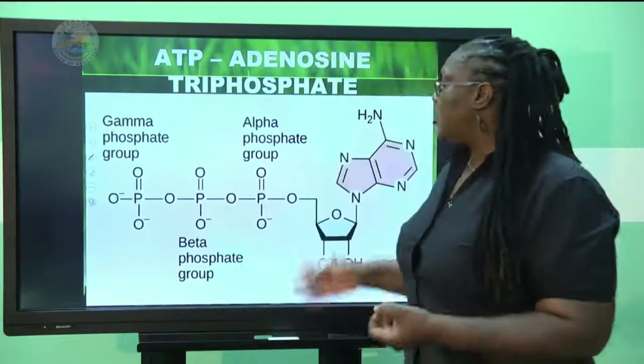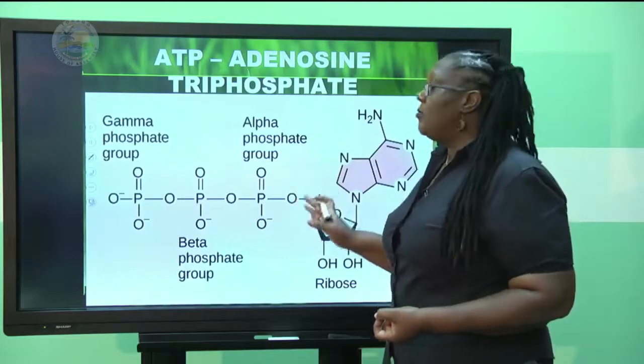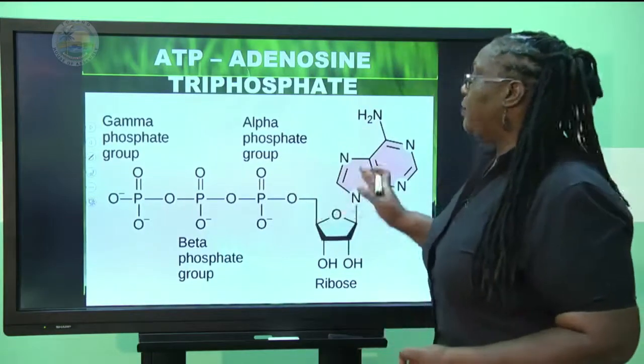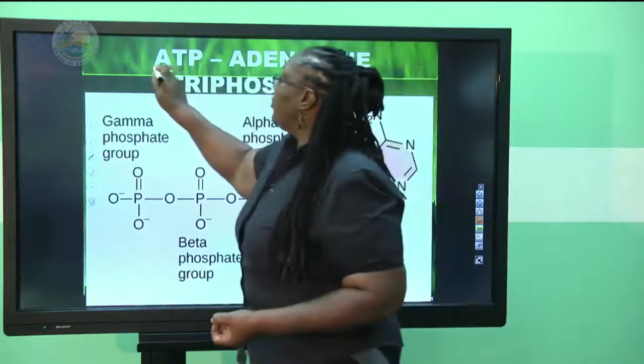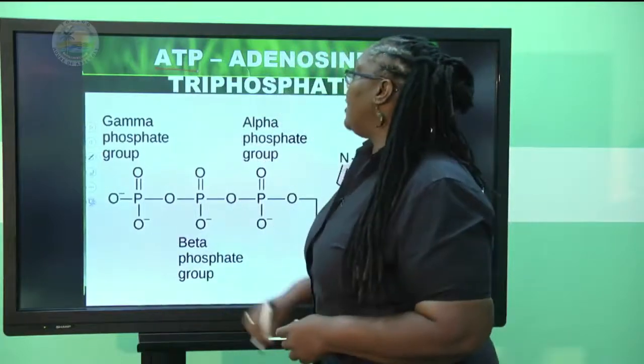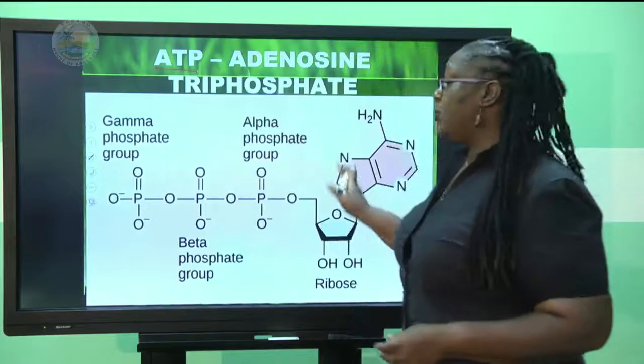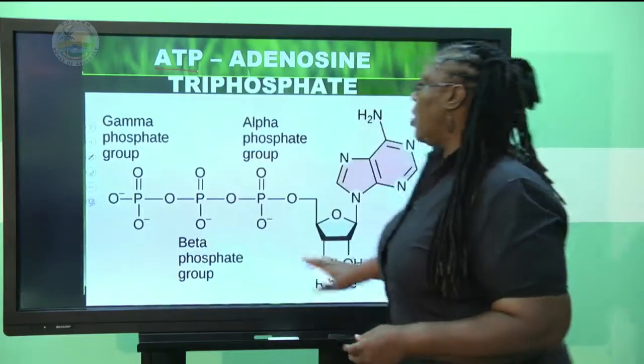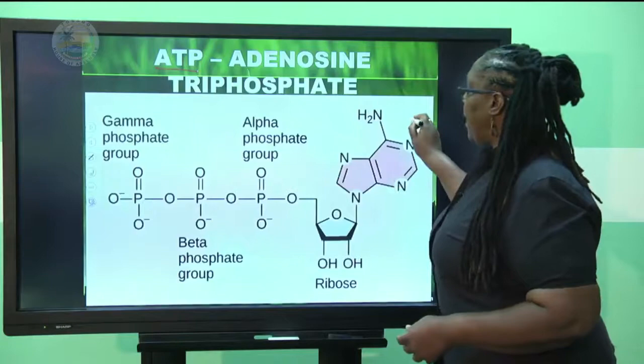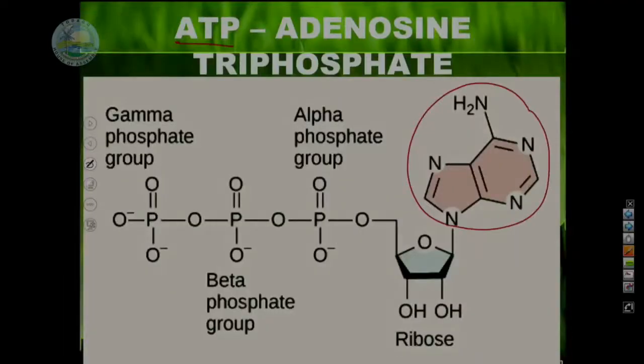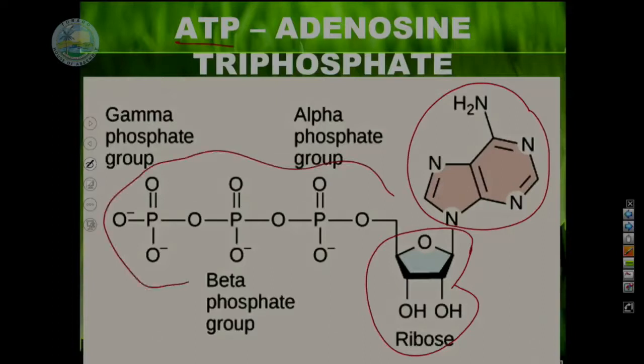The currency is this very tiny molecule, very small molecule, that is called ATP. ATP stands for adenosine triphosphate. And you see here the arrangement of this molecule. Good? This part here is a base. This is the adenosine. This other part here is the sugar. It is a ribose sugar, a 5-carbon sugar. And this other part here is the phosphate groups.